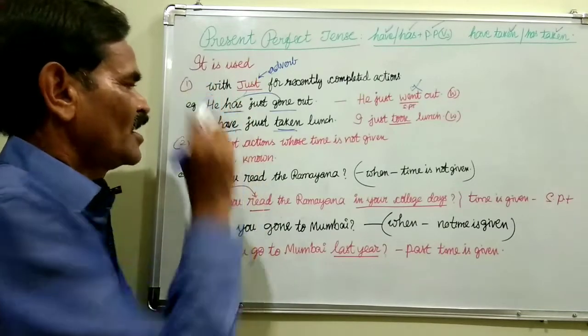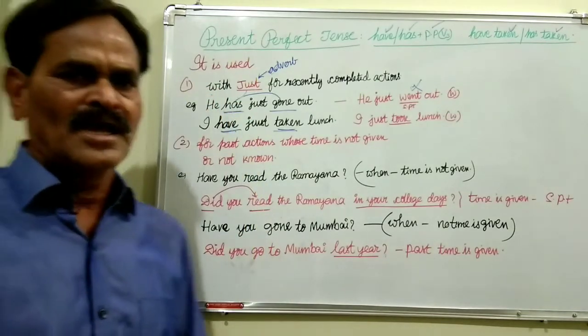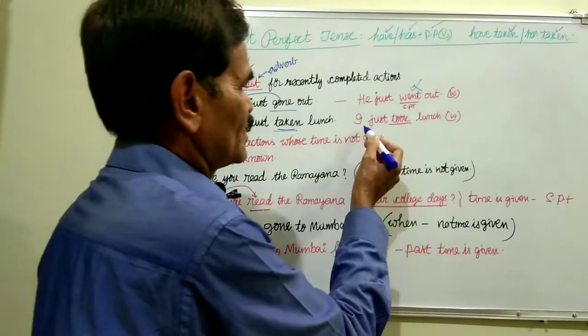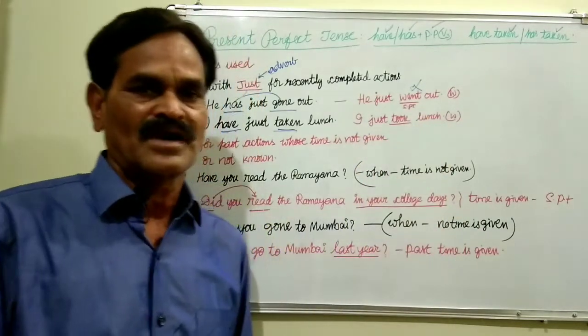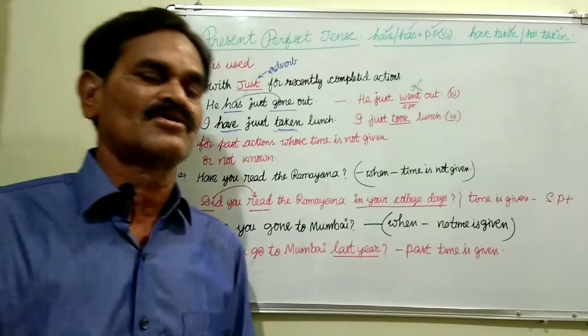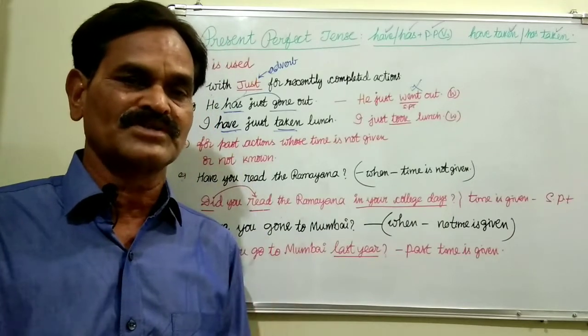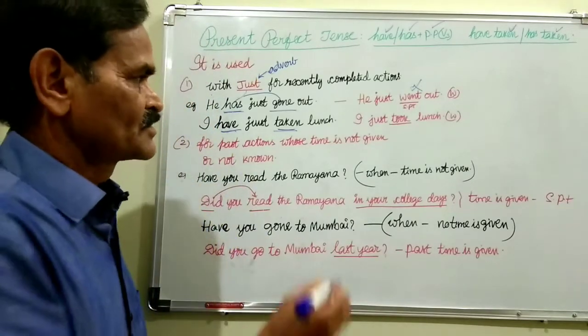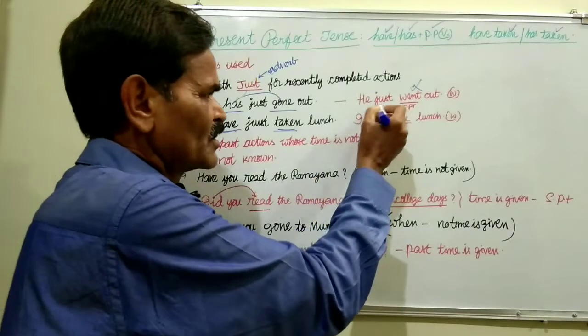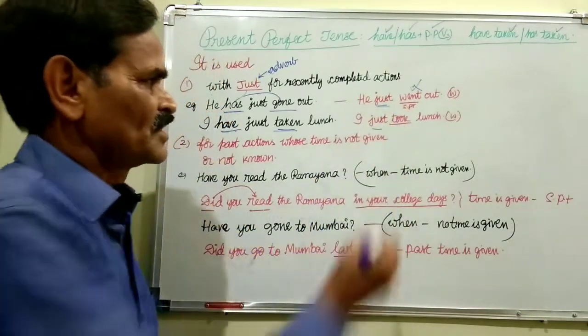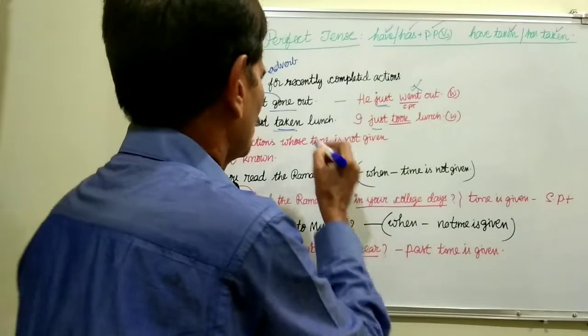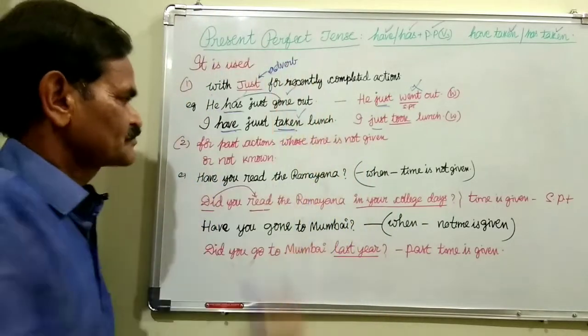Have plural, has singular. And what is here? We cannot say I just took lunch. I have just taken lunch. We have to say have plus V3 only we have to use, because the hint word is just. That's why here you cannot use took, you must use taken.